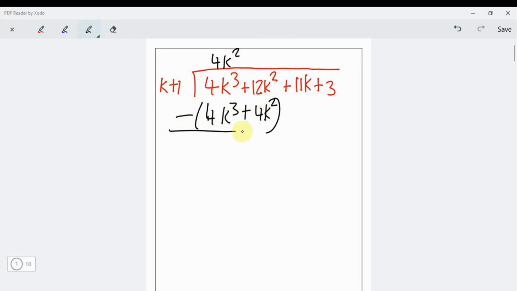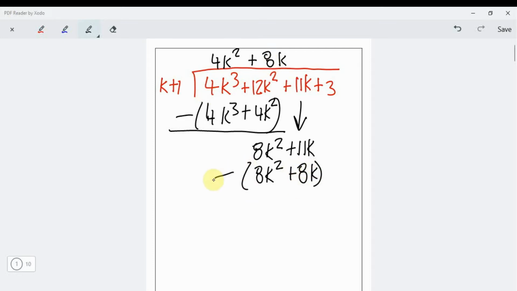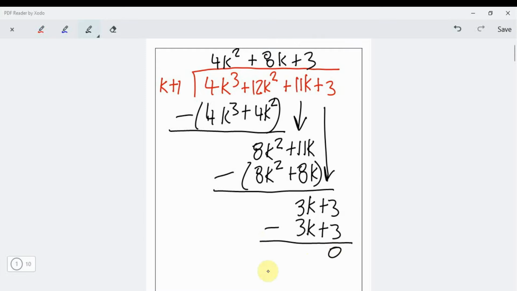We subtract. 12 minus 4 is 8k squared. Bring down the 11k. Then we have k into 8k squared. That is 8k. 8k times k, that's 8k squared. 8k times 1, that is 8k. And then we subtract 11k minus 8k, which is 3k plus 3. And then k into 3k is 3, so we have plus 3. And 3 times k plus 1, that's 3k plus 3. And then we subtract. So this is what we get when we factorize it.